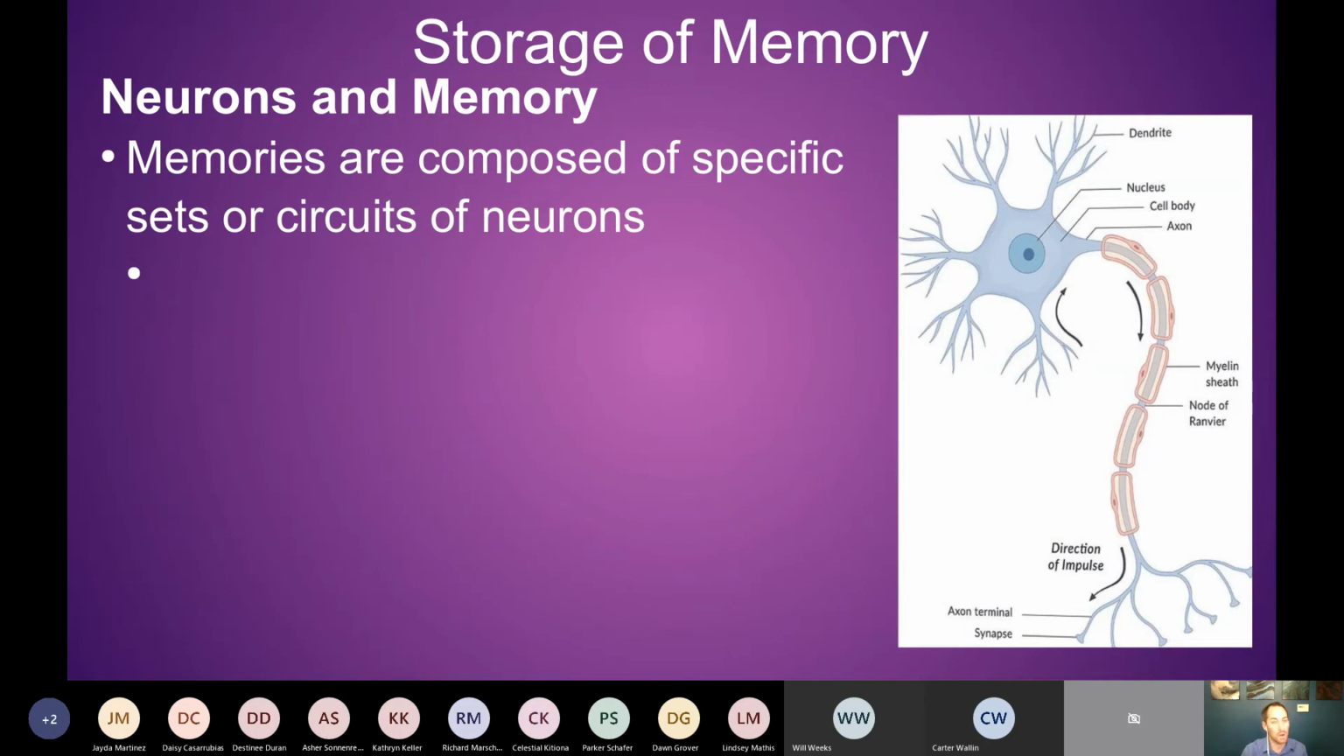So that's essentially what a memory is: a circuit or a set of neurons firing together to essentially relive that same experience. It's not all the neurons that were active at the time. It may not even be most, but a lot of the neurons that were active during the time of the event are reactivated during the course of remembering something like a first kiss.